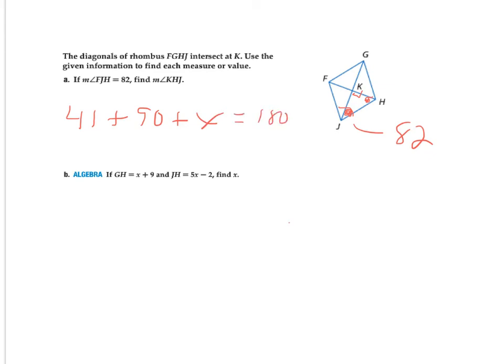So therefore now I can say that X is equal to 90 plus 41 is 131, and 180 minus that is 49. So X is 49.